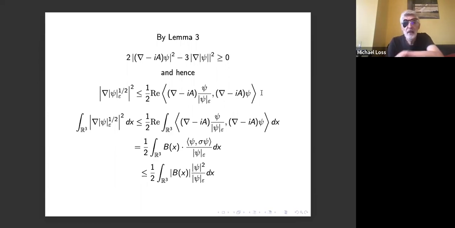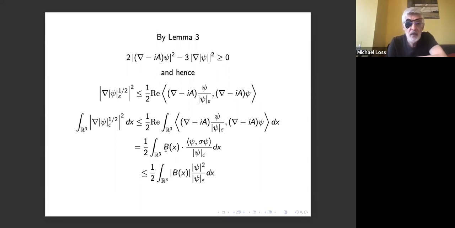Okay, next what you do, you integrate, right? I've just done this here. Now, integrate this term over by parts. So you get this gradient minus iA squared on psi. There's some minus signs here. Use the zero mode equation, you get the B.